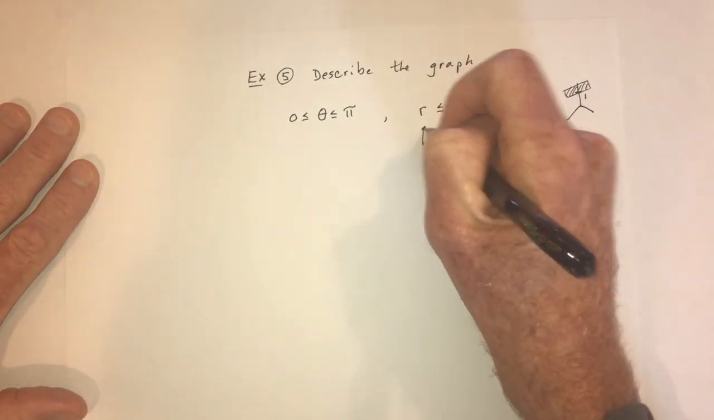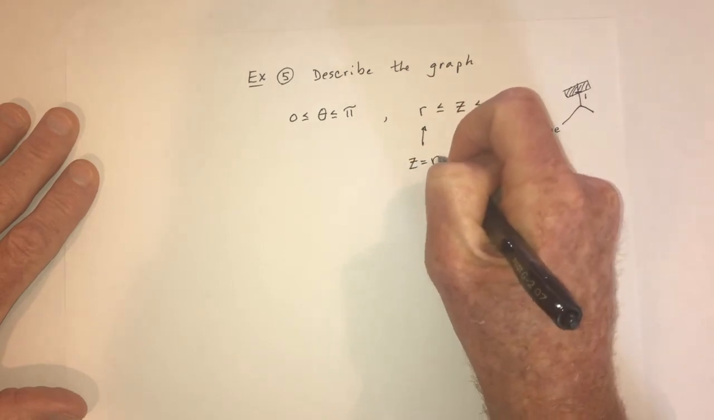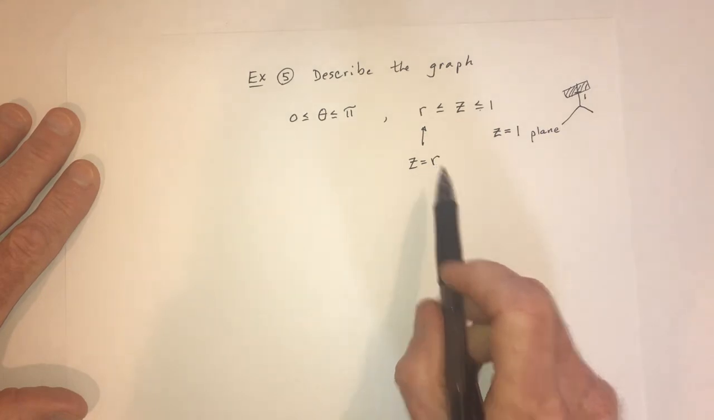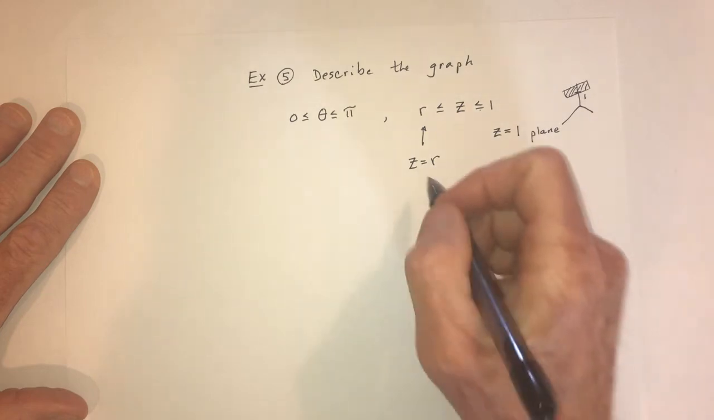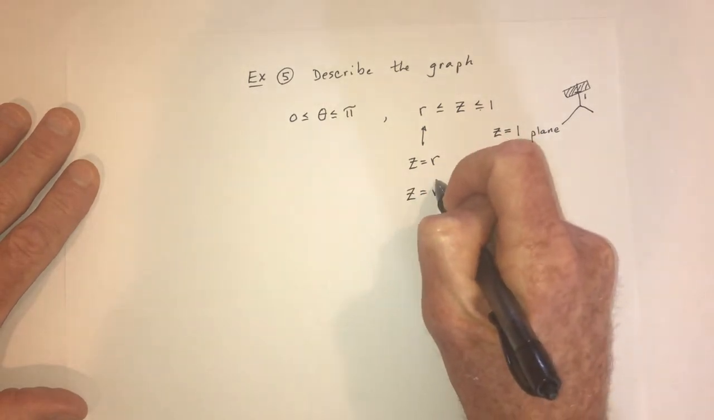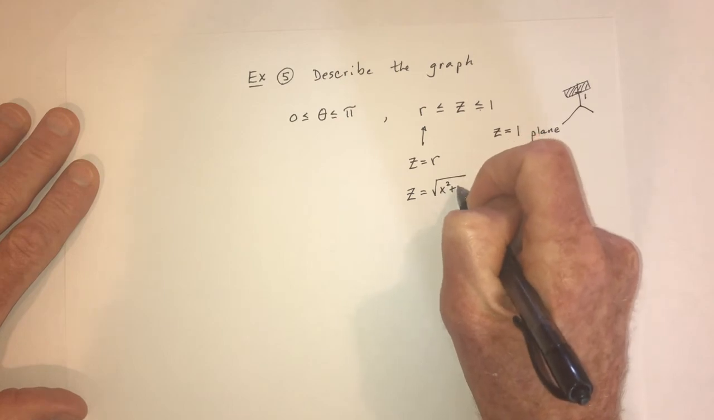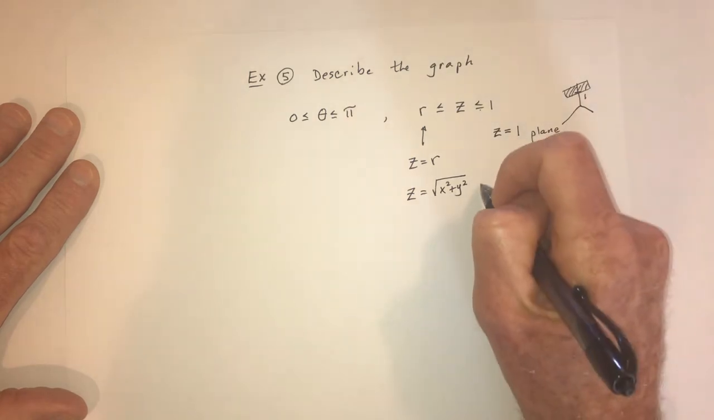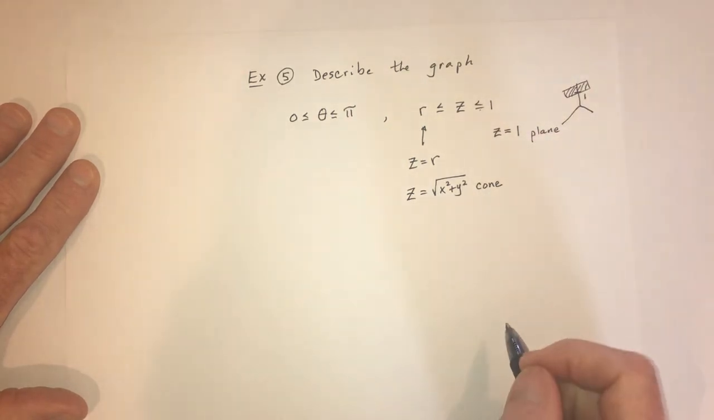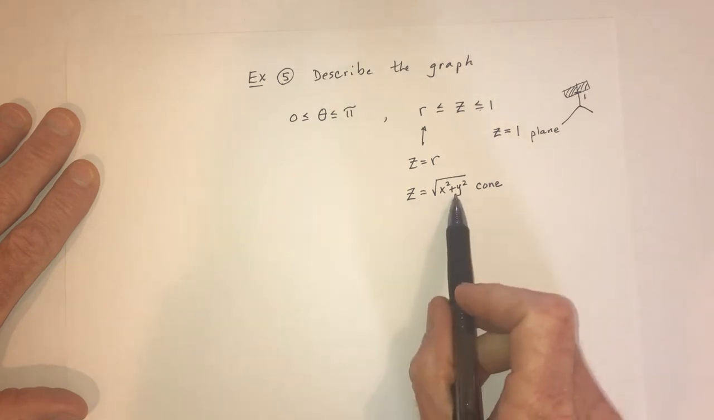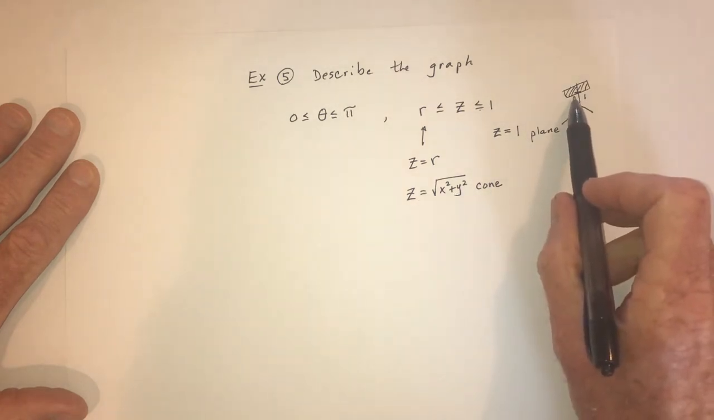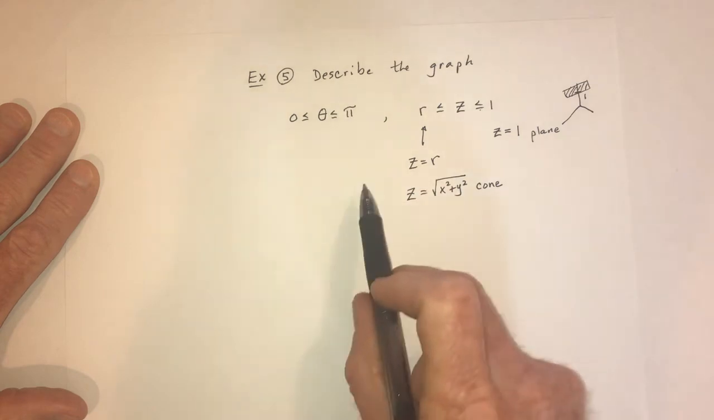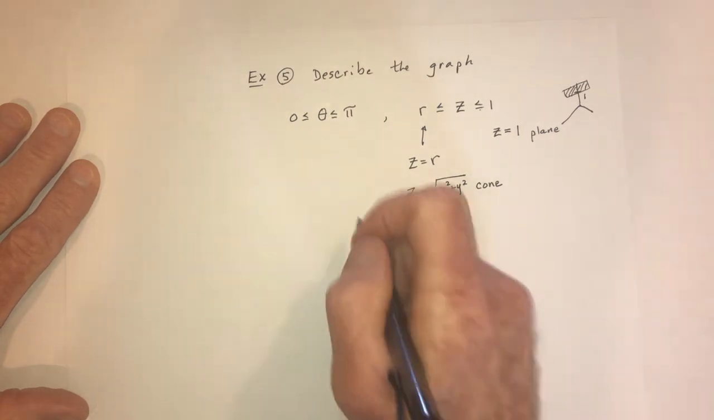Then what about this part? So this is saying z equals r. So if you change this to the x and y system, because r squared is equal to x squared plus y squared, then r is equal to the square root of x squared plus y squared. And then you may remember from the beginning of the semester, this is a cone. So it's a cone, and then it's getting cut off at the top when z equals 1. And then this, if it went from 0 to 2 pi, that would be the whole cone, but this is just saying half of the cone.